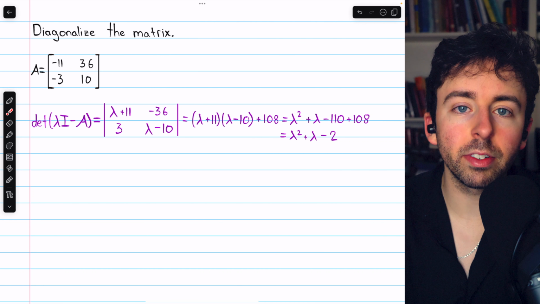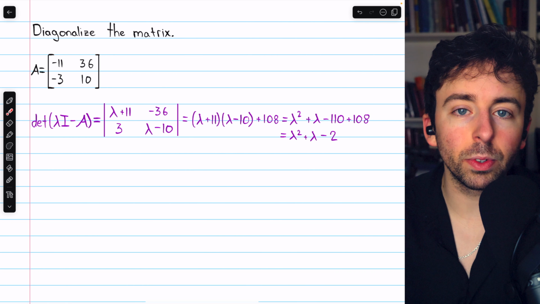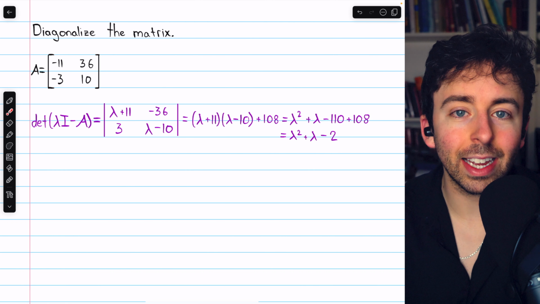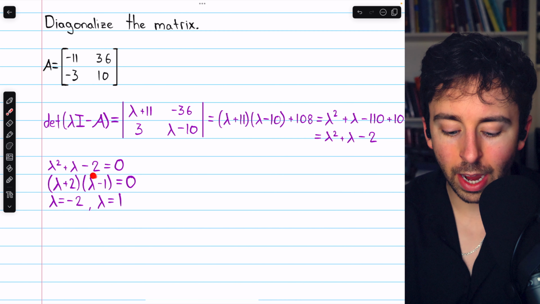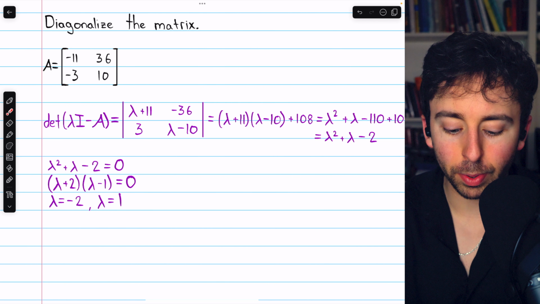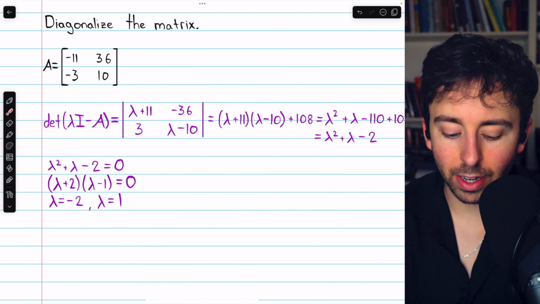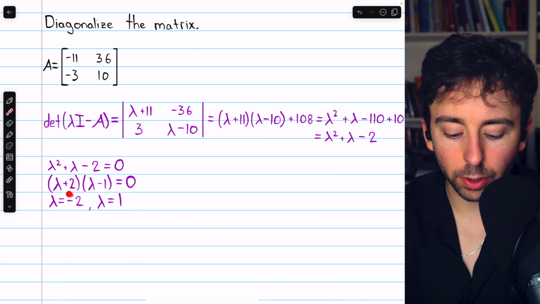That's our characteristic polynomial. By setting it equal to 0 and solving, we find the eigenvalues. So lambda squared plus lambda minus 2, we set equal to 0, and we can factor it as lambda plus 2 times lambda minus 1. Hence, the two eigenvalues are negative 2 and positive 1.